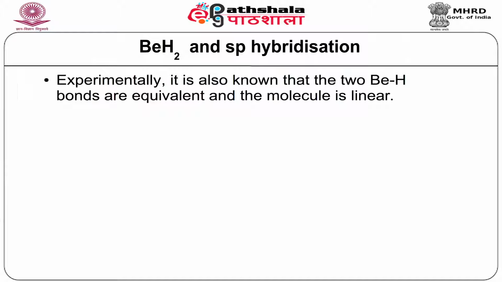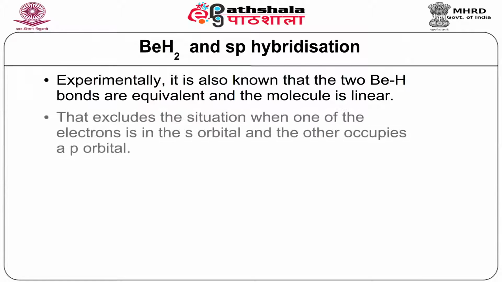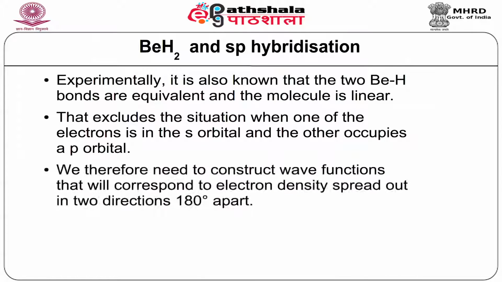Experimentally, it is also known that the two beryllium hydrogen bonds are equivalent and the molecule is linear. That excludes the situation when one of the electrons is in the s orbital and the other occupies a p orbital. We therefore need to construct wave functions that will correspond to electron density spread out in two directions 180 degrees apart.